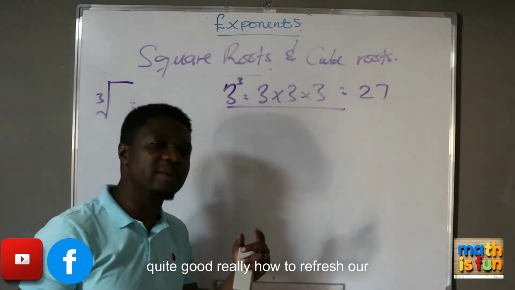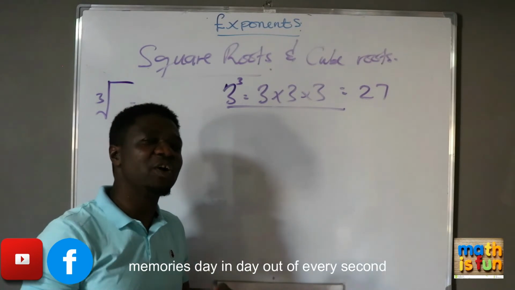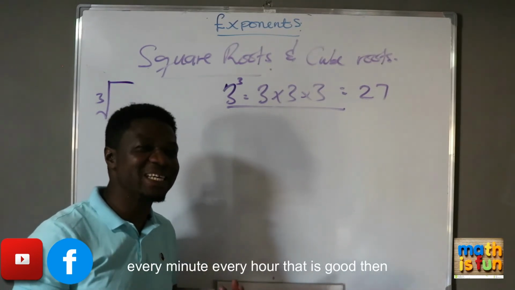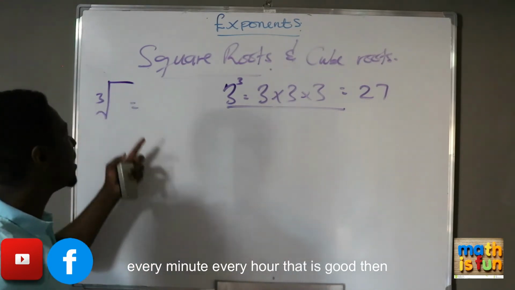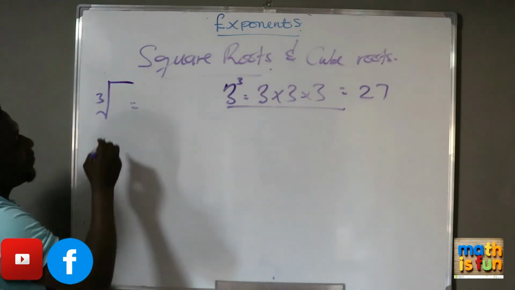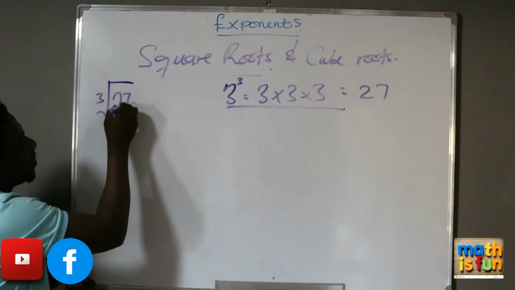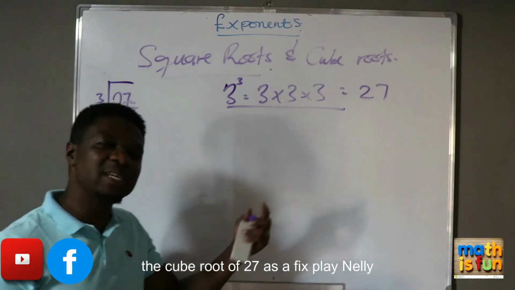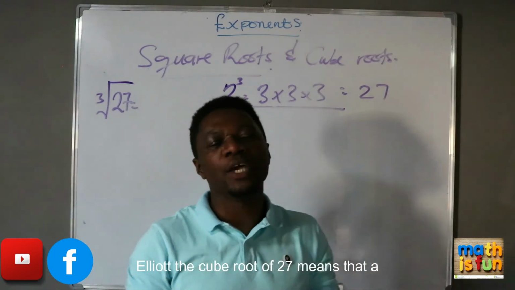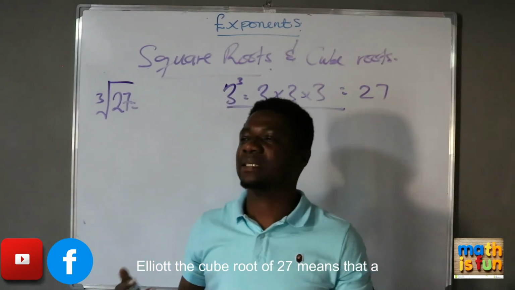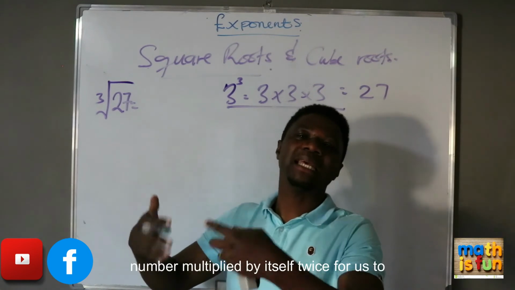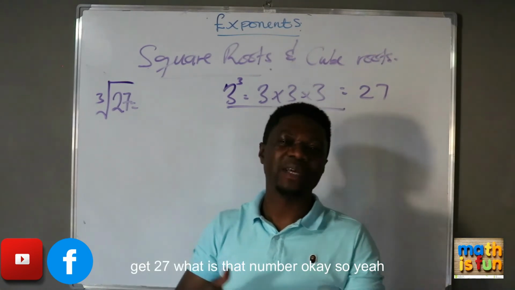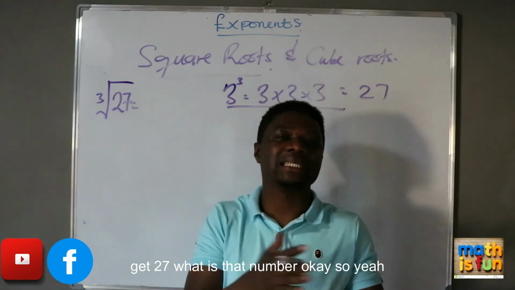Yeah, we really have to refresh our memories day in, day out, or every second, every minute, every hour. That is good. Then what if we are given the cube root of 27? As I've explained earlier, the cube root of 27 means that a number multiplied itself twice for us to get 27. What is that number?